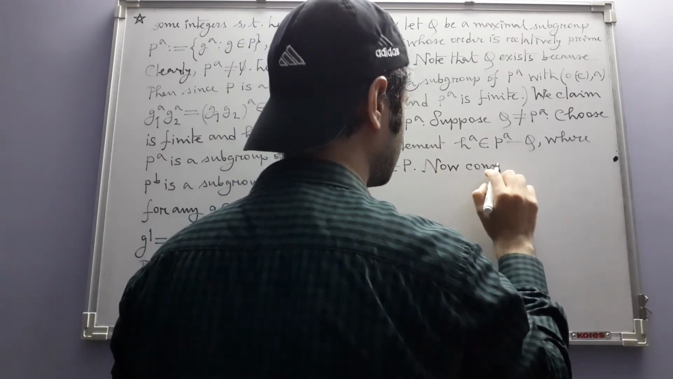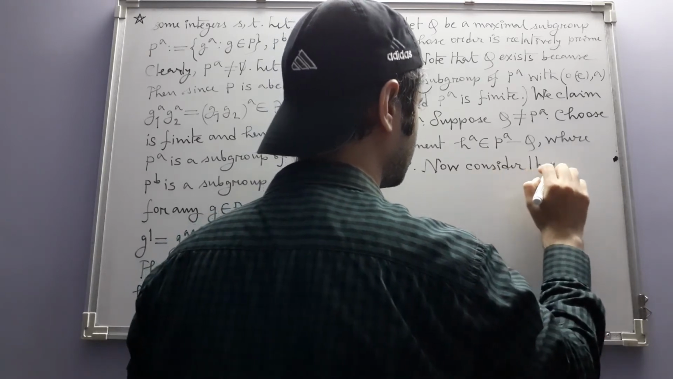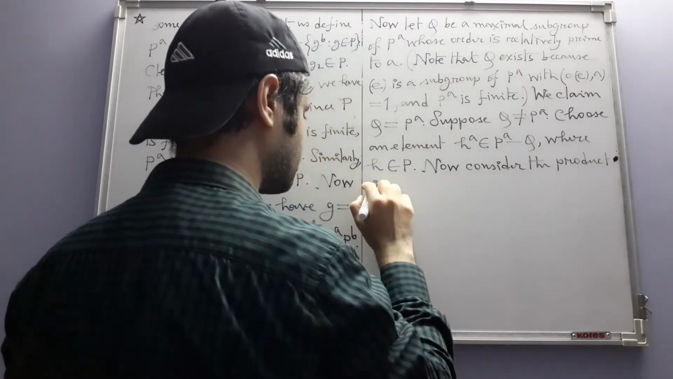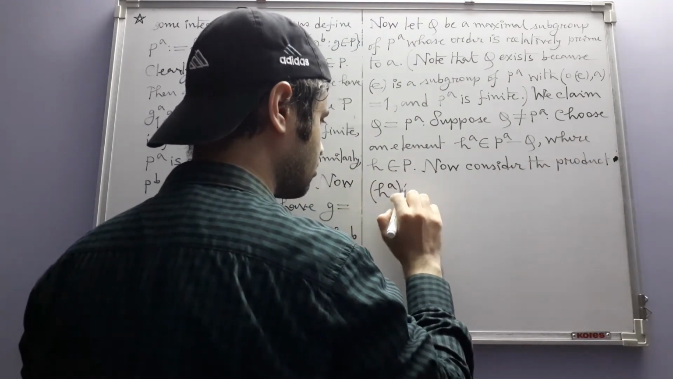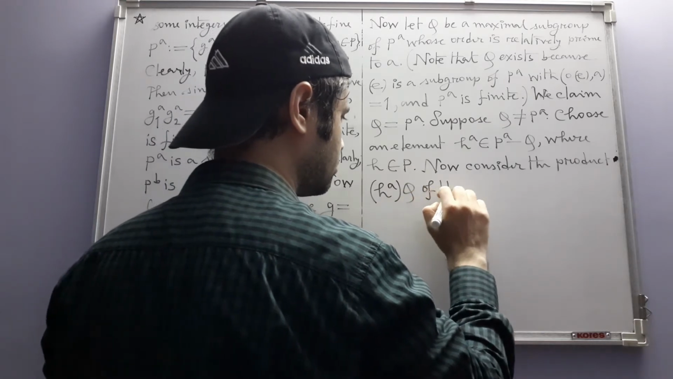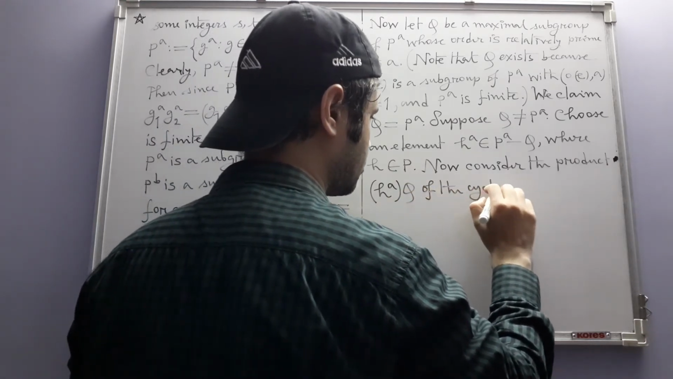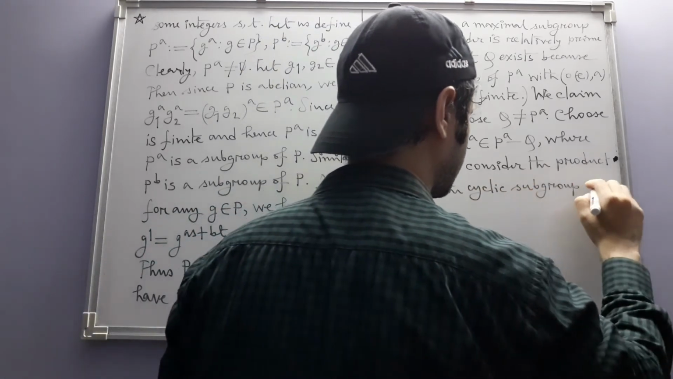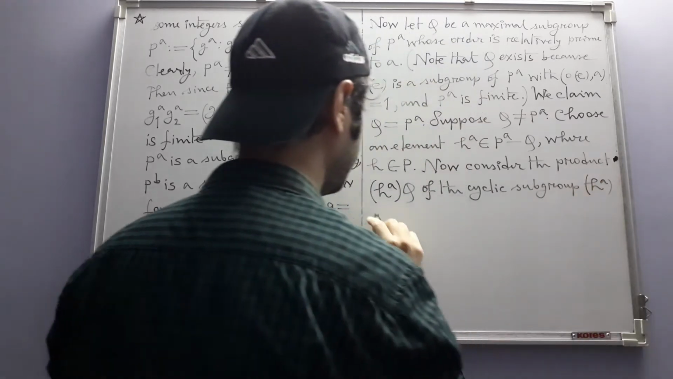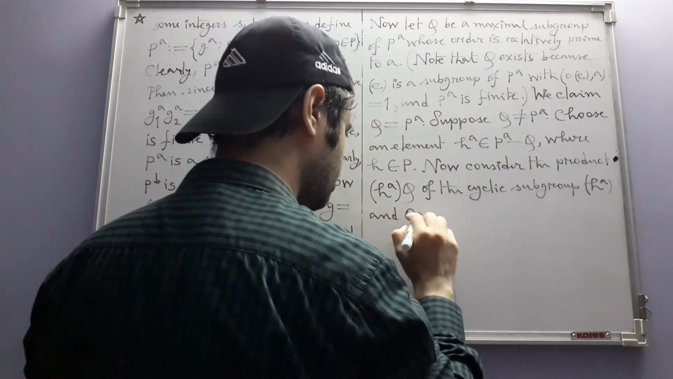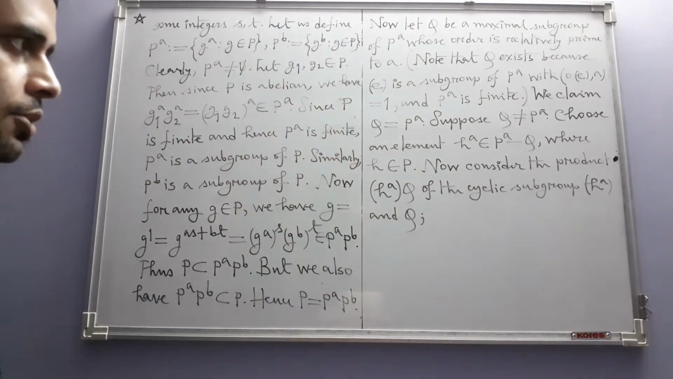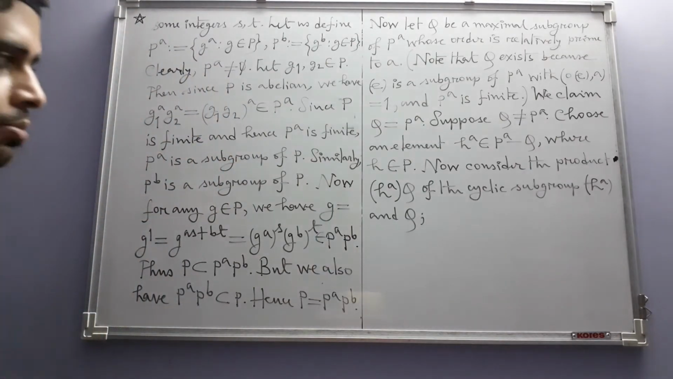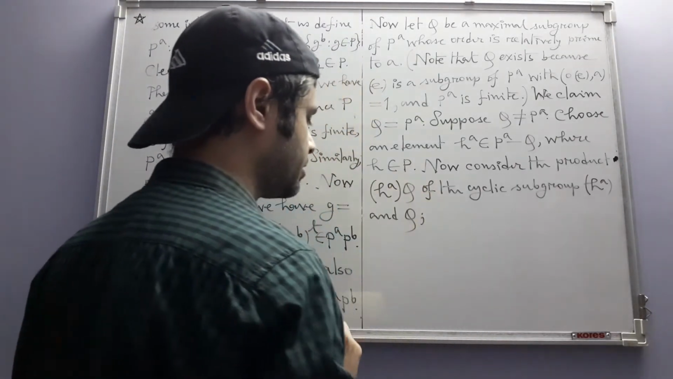Now, consider the product of the cyclic subgroup generated by HA and Q. Okay, the cyclic subgroup is a subgroup which we already know. Every element generates a cyclic subgroup in any group. So we can consider this product.